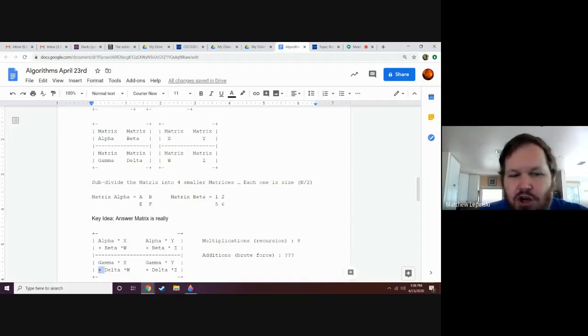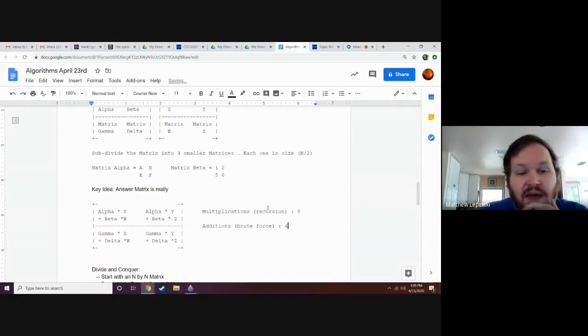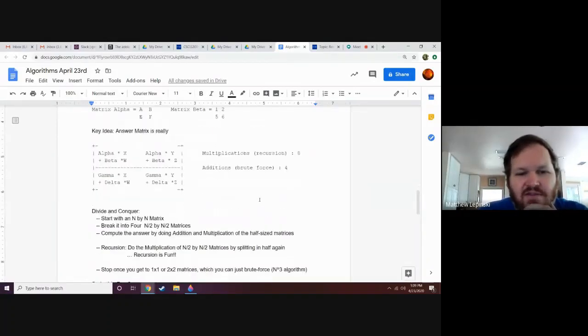And each of these additions, we'll just brute force. By brute force, I mean we'll just loop through the entire 500 by 500 matrix, or the n over 2 by n over 2 matrix, and do the addition the old-fashioned way. So this is like four additions. And these adds and mults are n over 2 by n over 2. Questions about this? Anything I can say that would clarify this?